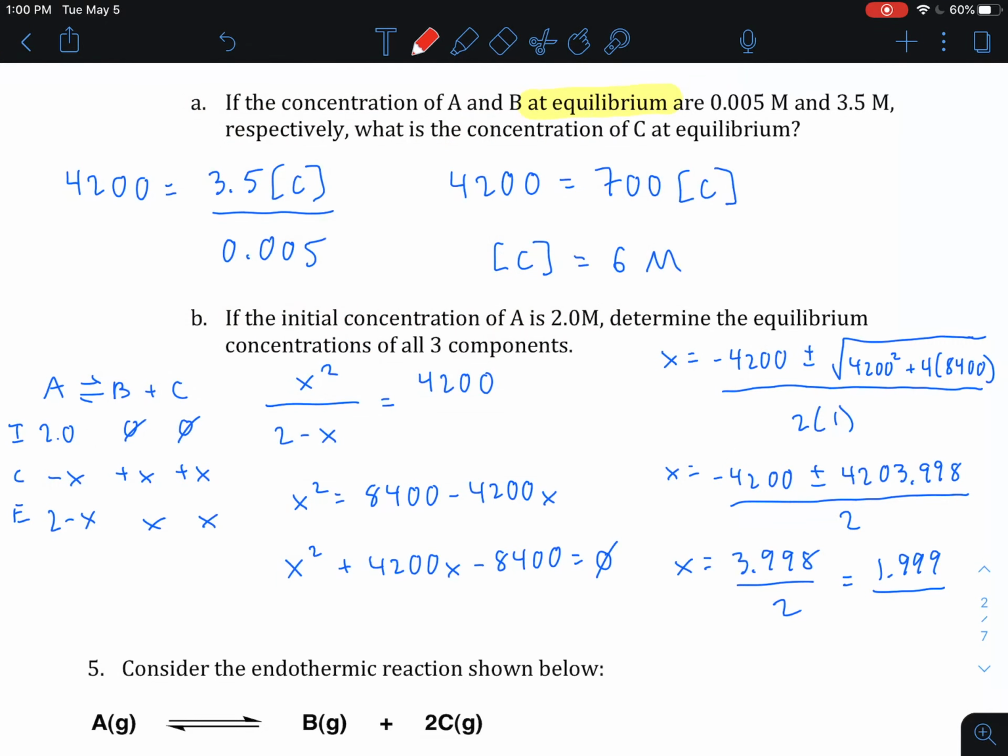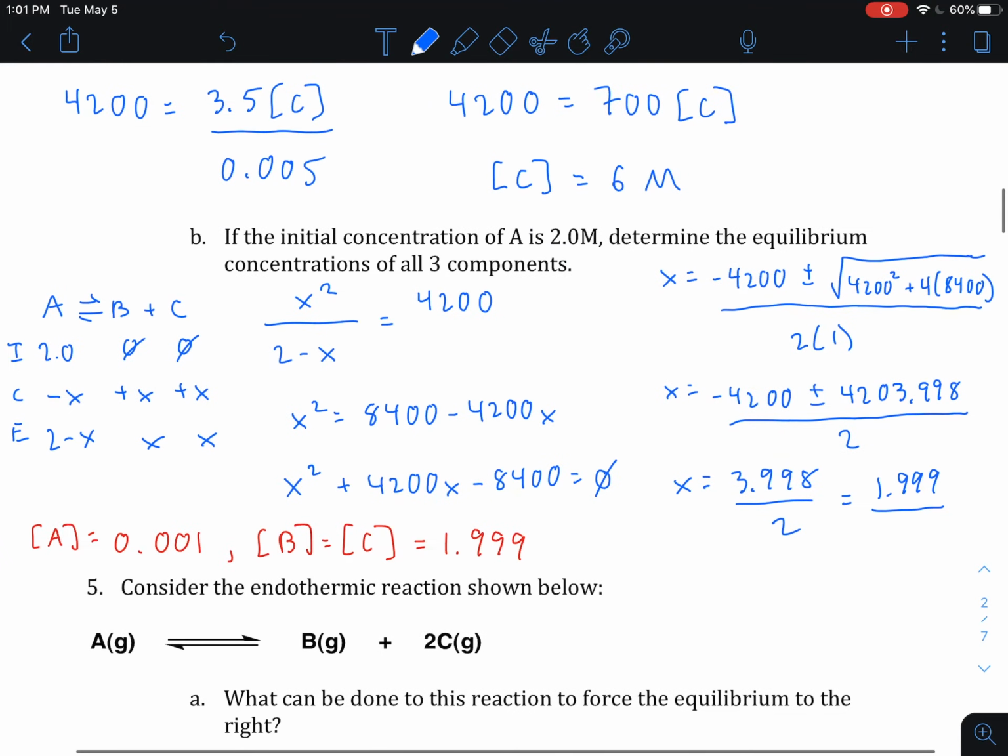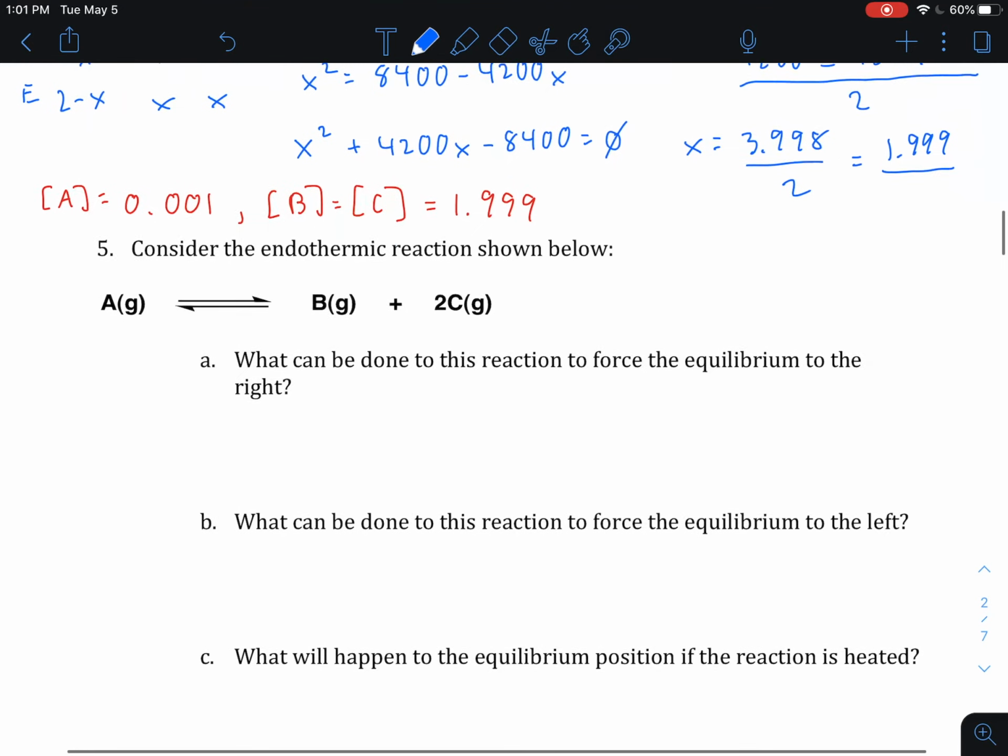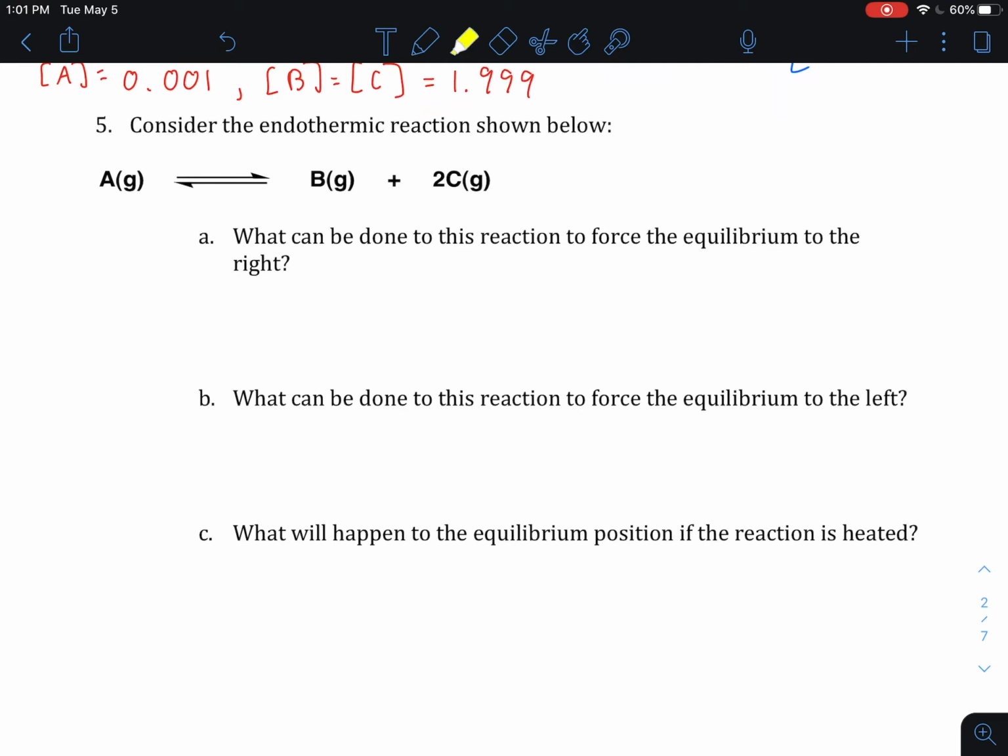And that makes sense, right? Because a large equilibrium constant, therefore we end up with a large value for x to say the reaction makes a lot of progress. So A then would be 0.001, and then B, the same as C, would be 1.999. All right, so that's what's going on there.